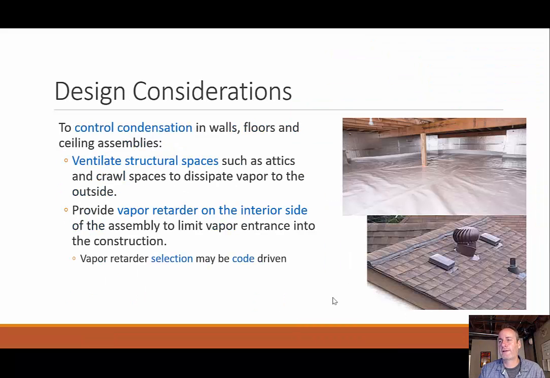So in order to control this condensation in our walls, floors, and ceilings, there's really two things we can look at. One is ventilating the spaces. If we can have an airflow and push out this moisture, then it will not be an issue with that vapor condensing. The other thing we can do is provide a sheet or a plastic or a vapor retarder in order to keep the vapor from getting into the structure.